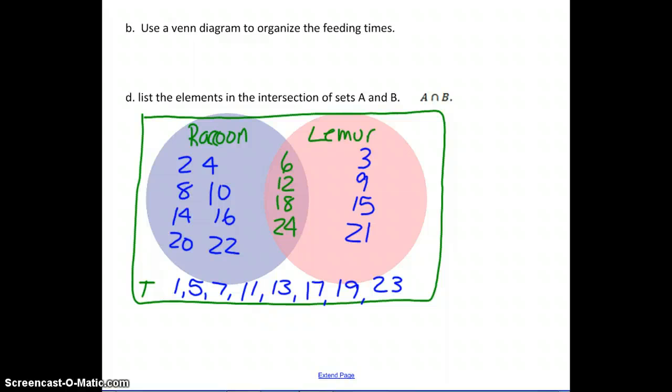Now we're going to list the elements in the intersection of sets A and B. A intersection with B are the ones in the overlap area. So we can write A intersects with B for the elements 6, 12, 18, and 24. That's how you must write this. The area of overlap is written A intersect B, and in curly brackets are the rest of your elements.